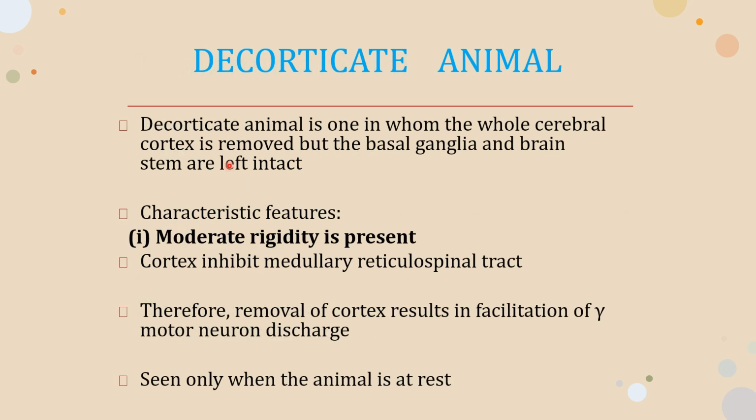A decorticate animal is one in whom the whole cerebral cortex is removed but the basal ganglia and brainstem are left intact. Here moderate rigidity will be present. The cortex inhibits the medullary reticulospinal tract. Therefore, removal of the cortex results in facilitation of gamma motor neuron discharge. It is seen only when the animal is at rest. Again, the facilitation of gamma motor neurons is the cause of the rigidity, so the features are the same as decerebrate rigidity.